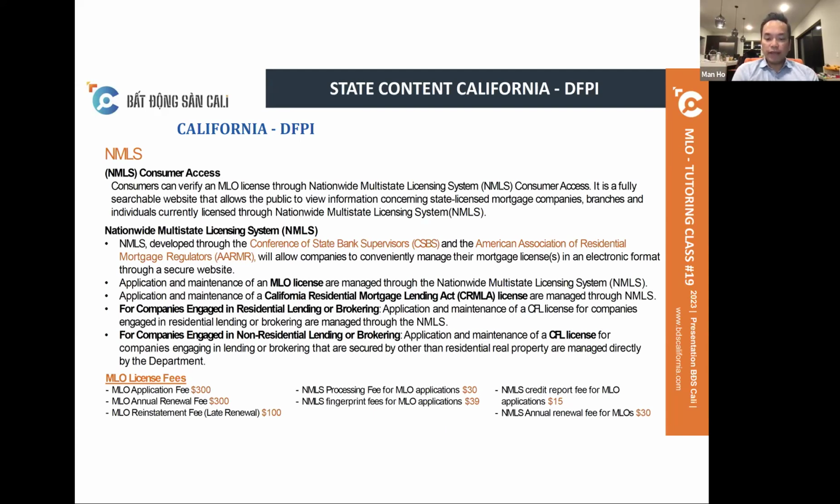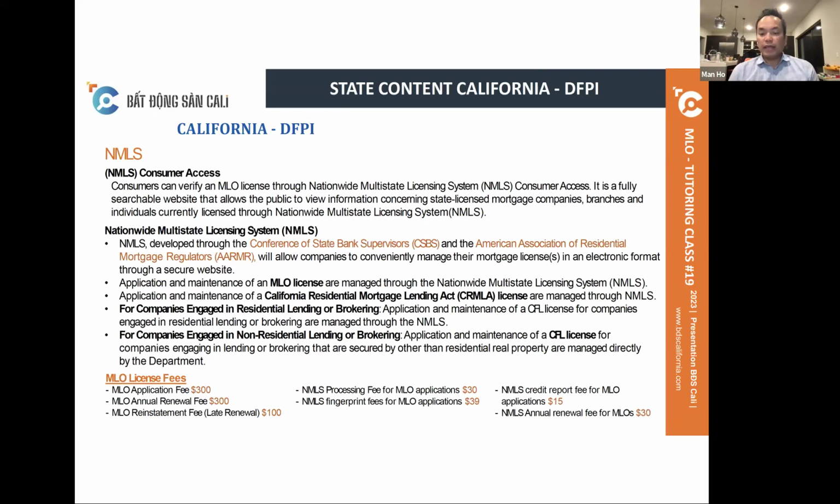And NMLS processing fee for MLO application is $30. You submit the MU4 license application, they process it, they charge you $30. And now you have to go out and do a fingerprint. Fingerprint for getting the license to become an MLO costs you $39. Things may change. Things like this are probably in the past. They may change now. Who knows, right? You have to go out and you will know.